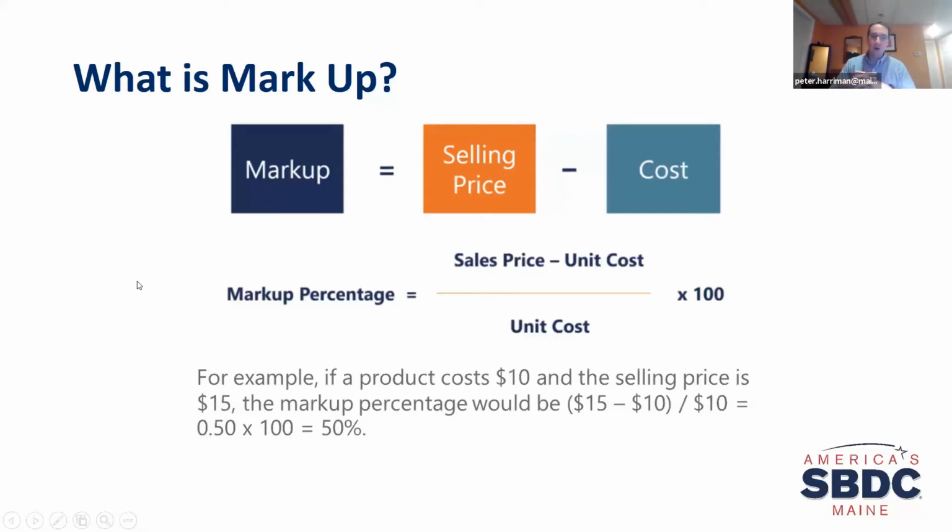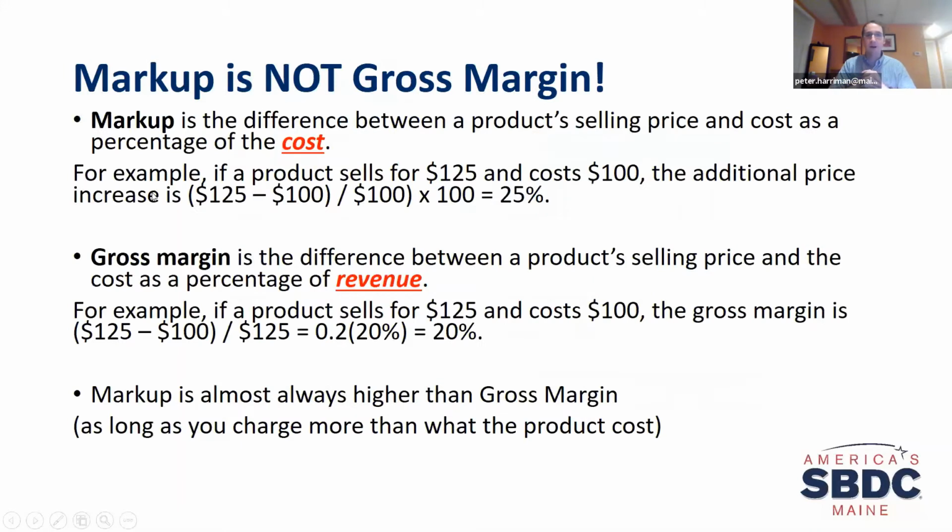So for example, if your product costs $10 and the selling price is 15, right? That's 15 minus 10 up top divided by 10, the unit cost. So that markup is going to be 50%. Right? Now, why does this matter? Why are we trying to do markup?